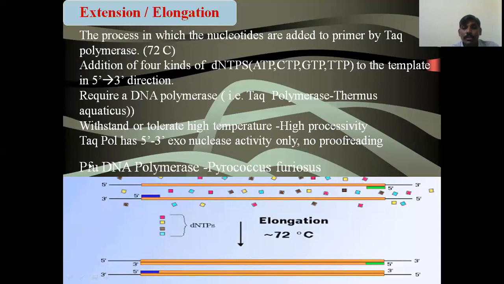Sometimes we can use one more enzyme in the PCR technique also, that is Pfu DNA polymerase, from Pyrococcus furiosus. Pyrococcus furiosus is one of the bacteria which lives in high temperatures. So the name of the polymerase is Pfu DNA polymerase. In the elongation step, a single template DNA molecule produces two DNA molecules. So after completion of the first cycle, we get two DNA molecules.